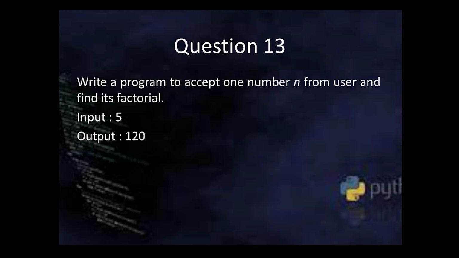Factorial is multiplication from 1 till that number. Suppose you want to find the factorial of 5. So it is multiplication from 1 till 5. So 1 into 2, 2. 2 into 3, 6. 6 into 4, 24. And 24 into 5, 120. Hope you understood. Let's immediately start writing the solution for this so that we can solve the maximum number of questions.